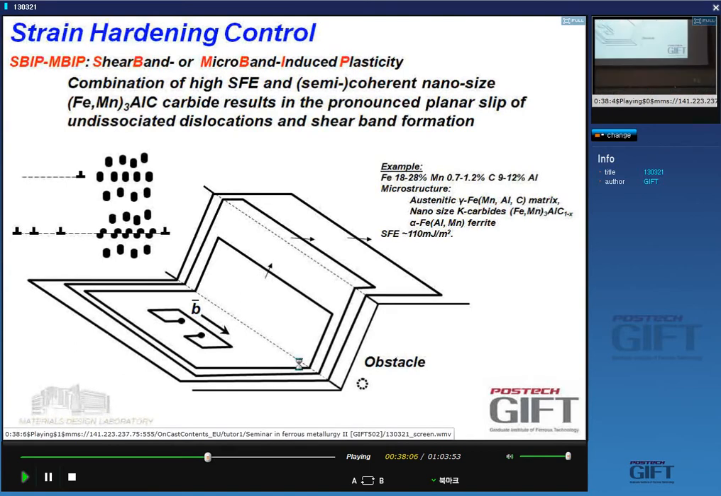And this process will facilitate the glide of other dislocations on exactly the same glide plane, yes? And you get shear deformation, very pronounced shear deformation, although the stacking fault energy is very high. These materials were originally designed because they have very high aluminum contents, making them lightweight, low density steels, which is very interesting.